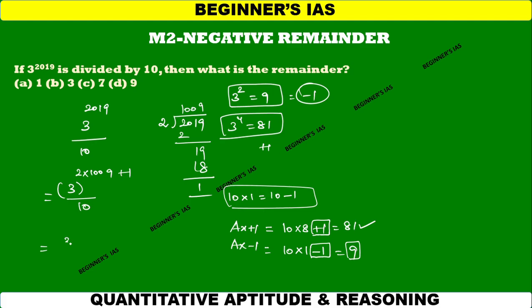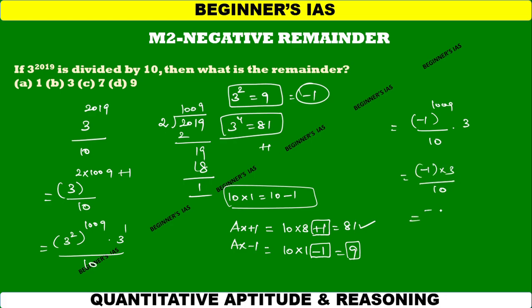Just split that: 3 power 2, the whole power 1,009, into 3 power 1, divisible by 10. 3 square leaves a remainder of minus 1. Therefore minus 1 to the power 1,009 gives a negative value only. Minus 1 power odd gives a minus result. Therefore minus 1 into 3 divisible by 10. This is nothing but minus 3 by 10.